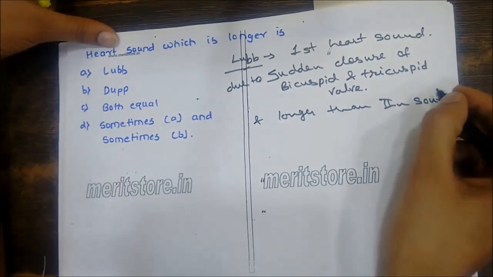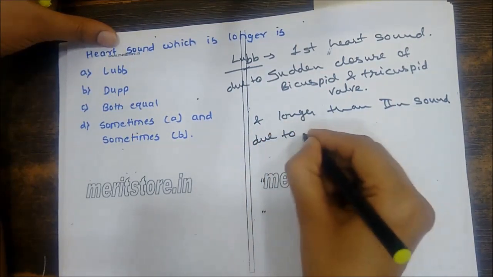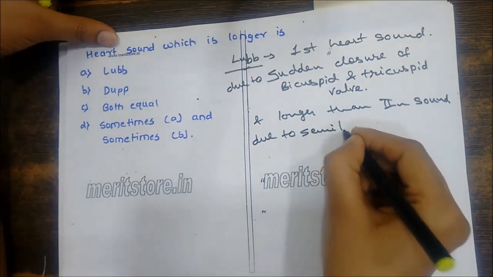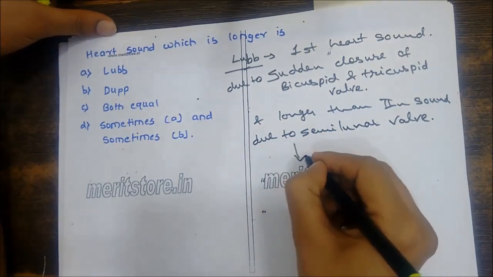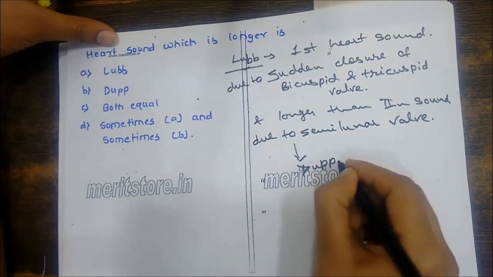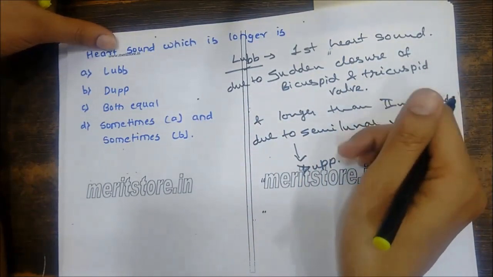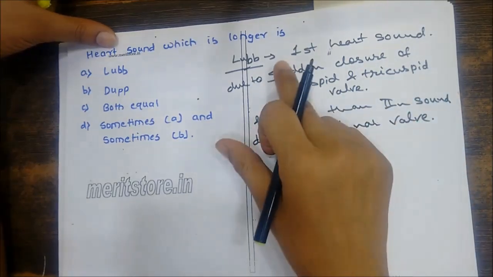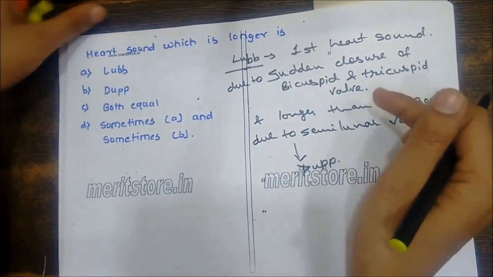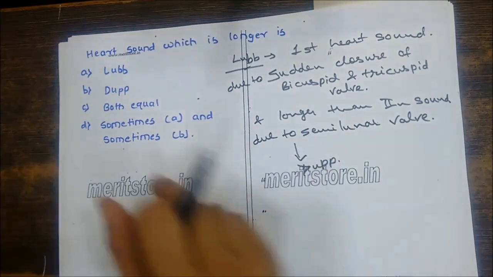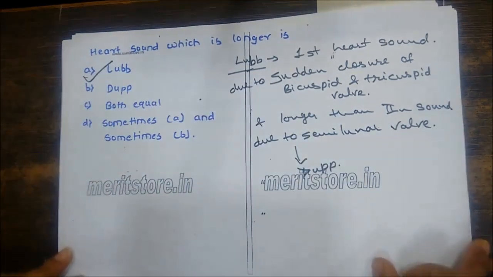The second sound is caused by the closure of the semilunar valve. So the semilunar valve causes the dub sound, and the closure of the bicuspid and tricuspid valves is the cause of the lub sound. And as we know it takes a longer time than the second sound, so the longer heart sound is lub, A.